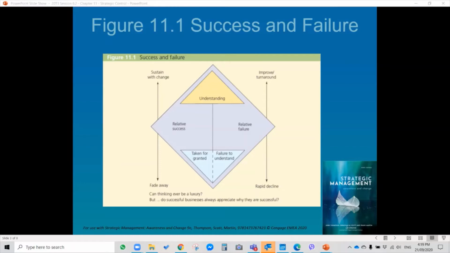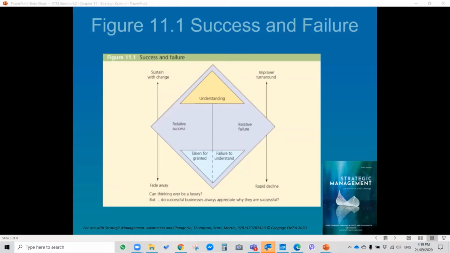So if you look at the topmost part of this diamond, it shows you that you're successful and you understand why you're successful, and you can use this understanding to further improve your firm into the future. But if you're successful and you don't know why, you're taking it for granted, your success will fade away. That's what this thing is saying. The worst, of course, is if you're a failure and you don't know why you're a failure. That failure will continue to go on. That'll be what we call a rapid decline.